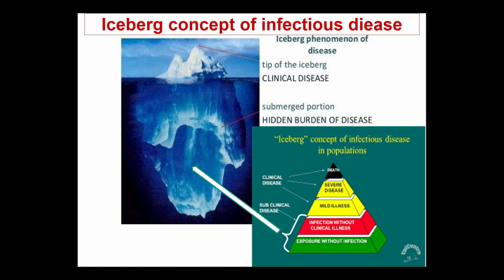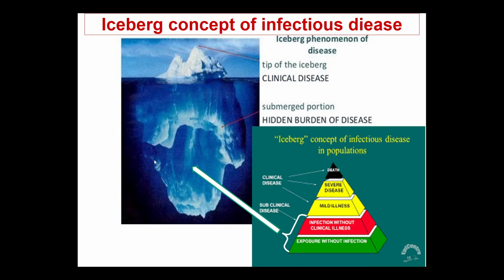Spreading of infectious agents in the population of hosts, and the causing of clinical manifestations of disease in some of these infected hosts, may be explained by the so-called iceberg concept of infectious disease. This concept declares that only the upper part of the iceberg, the tip of the iceberg, is manifested by clinical diseases.